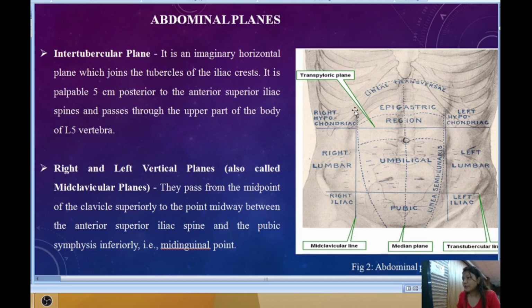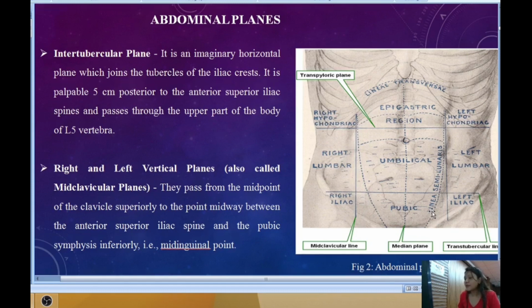Next we have three vertical planes. These are the two horizontal planes. These are the two vertical planes, and this is the median plane. The median plane passes from the lower border of the xiphoid to the pubic symphysis, and these are the midclavicular planes, the midclavicular line which passes through the midpoint of the clavicle. So these planes divide the whole abdomen into a total of 9 quadrants.